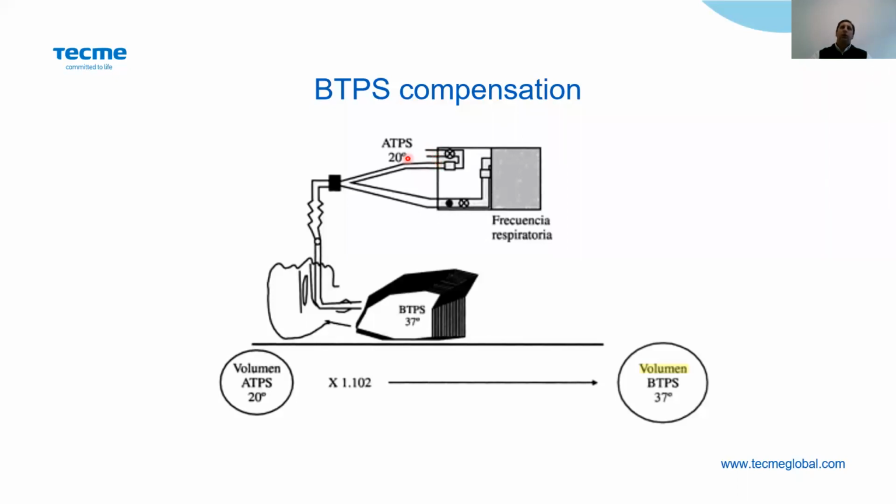So when this gas goes through the humidifier, the gas warms up, the temperature is increased, so the volume is increased. The idea of this compensation is to set the volume that we are going to deliver inside the lung the same as the one that we have set on the machine. So if we have set 400 milliliters on the machine, the idea is to deliver 400 milliliters inside the lung. In order to do this properly, we are going to do this BTPS compensation.